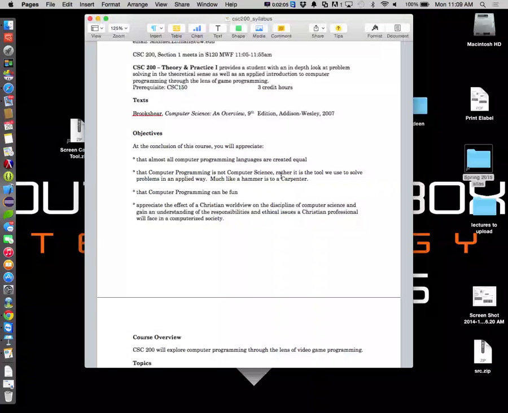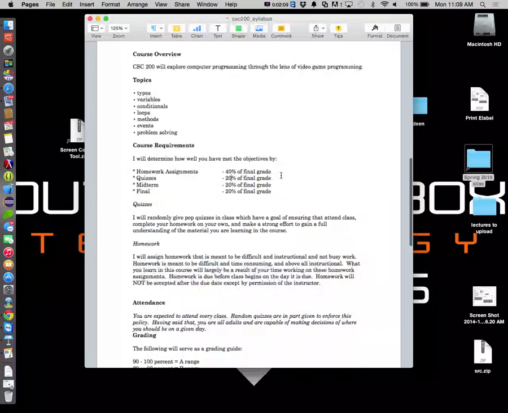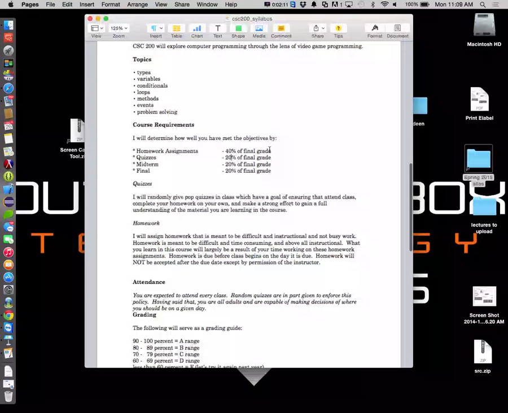Objectives, you can read through that crap. It's nothing. It's just fluff. Let's see. Okay, grading. 40% of your grade will be homework assignments.